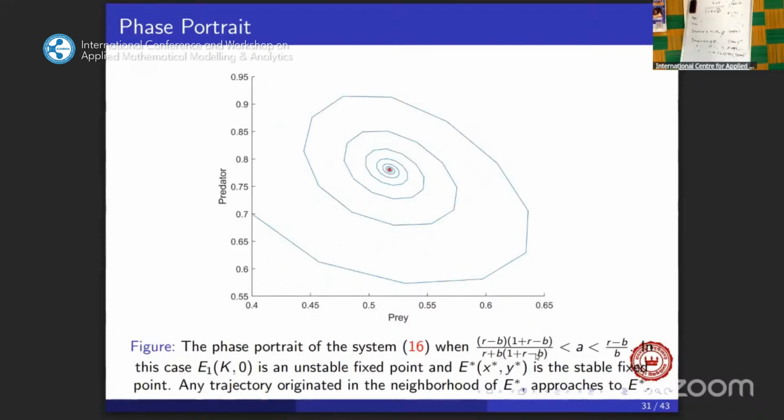If this condition holds, then it is unstable. The interior fixed point is stable, and this is the trajectory that approaches the star. Next.